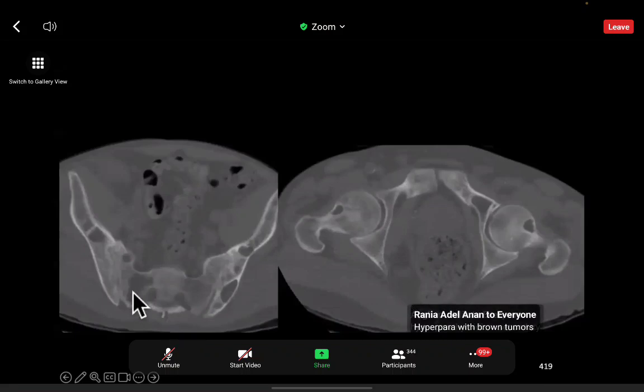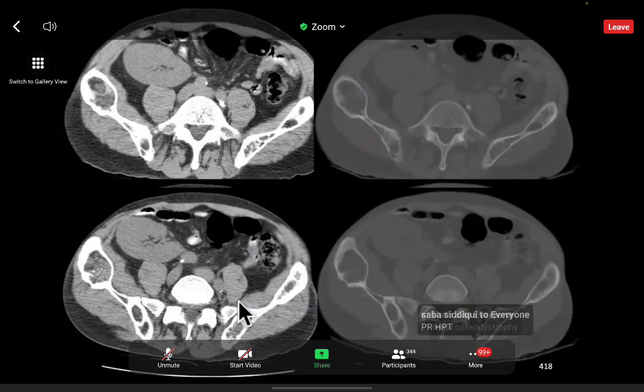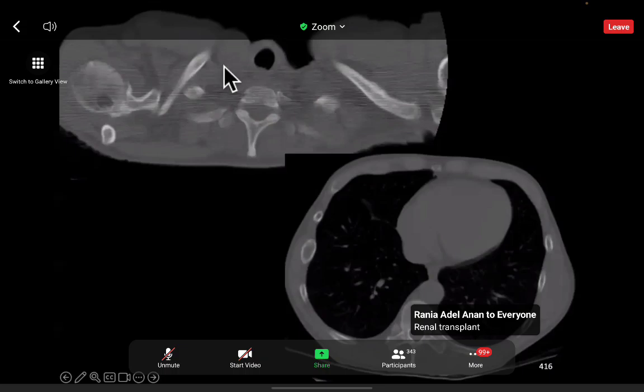And let me just go back one slide. What have they got in the right iliac fossa? They've got a transplant kidney. So they've got renal osteodystrophy with brown tumours. And what surgery have they had in the neck? They've had a parathyroidectomy. Don't forget, hyperparathyroidism can be primary, secondary, or tertiary.